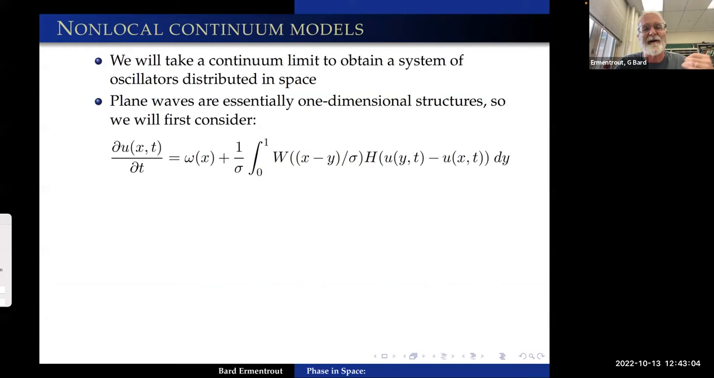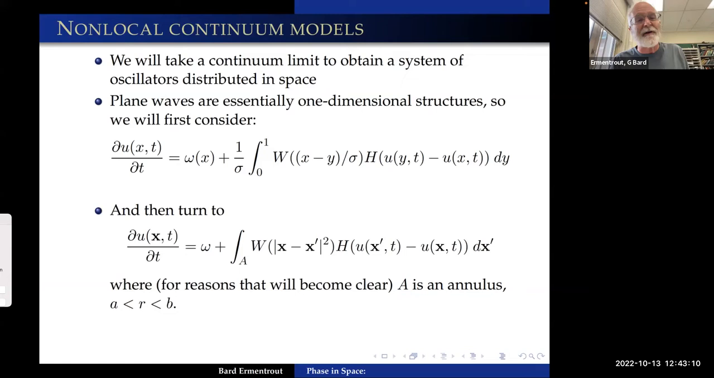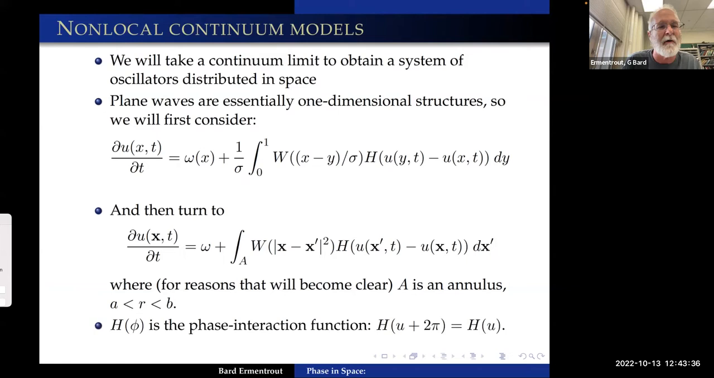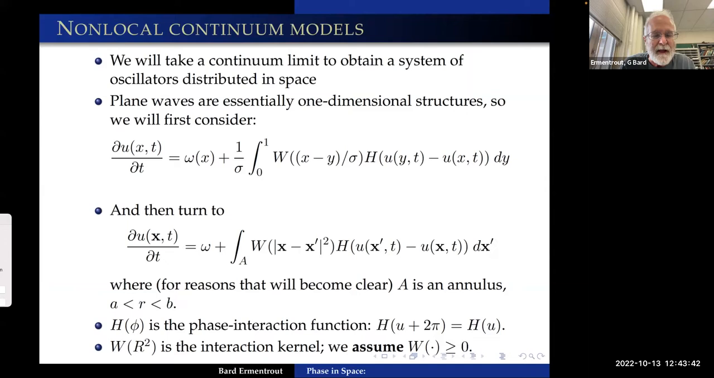Okay. And in the second part of the talk, I'm going to turn to 2D systems, okay? And in this case, I'm going to assume no heterogeneity, and I'm going to work on an annulus. It'll be clear why, because I'm going to be looking for rotating waves, and it's easy to write the equations of an annulus in terms of polar coordinates. So, again, H is the phase interaction function. It's 2 pi periodic. And W is the interaction kernel, and I'm going to assume it's non-negative.